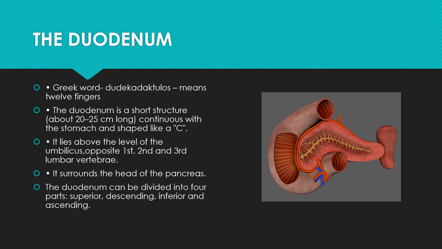head of the pancreas. This leaf-like structure is the pancreas. This part is called the head of the pancreas, and this is the apex. The head is surrounded by the duodenum, right? The duodenum can again be divided into four parts: superior, descending, inferior, and the ascending parts.